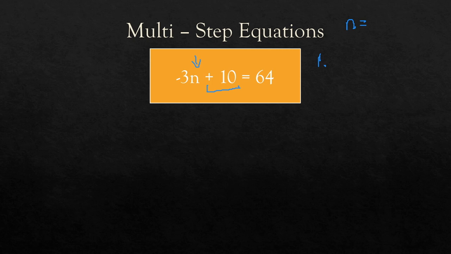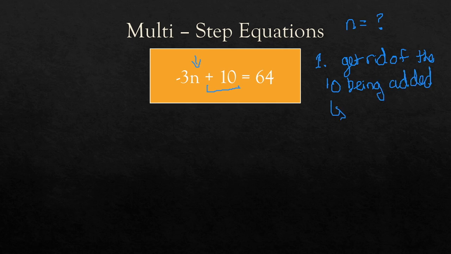The first step is we're going to get rid of the 10, and what's happening is the 10 is being added. So the opposite of addition is going to be subtraction from both sides, right? Because whatever we do to one side, we have to do to the other.